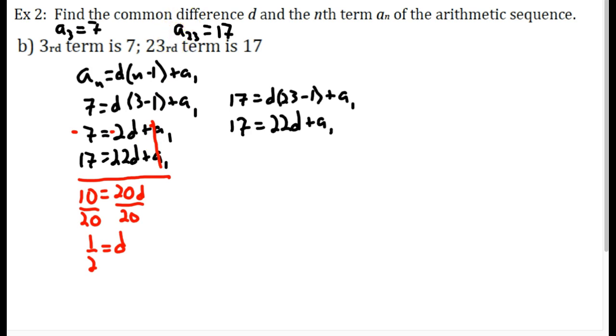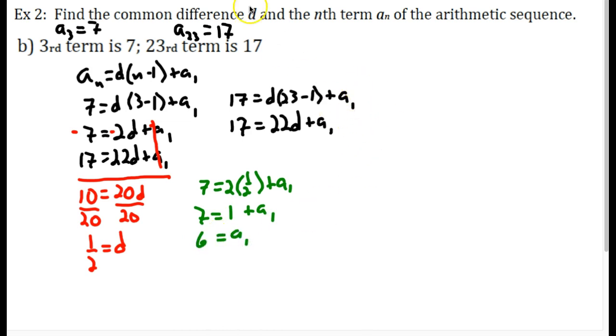So then, I still need to find a sub 1. To do that, I will take 1/2 and plug it back into either of these equations. I'll do it into the first one. So 7 equals 2 times 1/2 plus a sub 1. 2 times 1/2 is just 1. That should be plus a sub 1. Subtract the 1 over, and we get that 6 is equal to a sub 1.